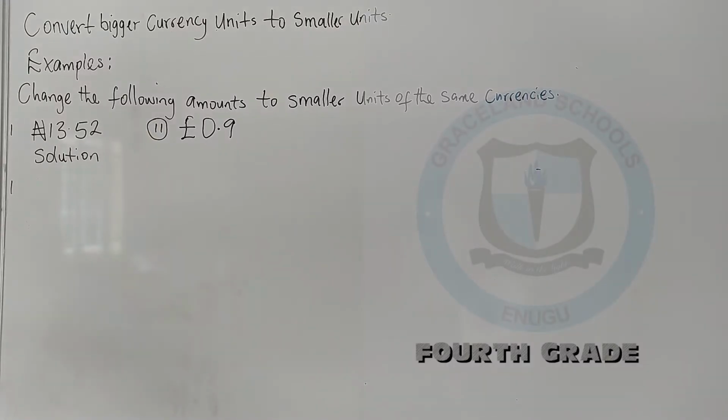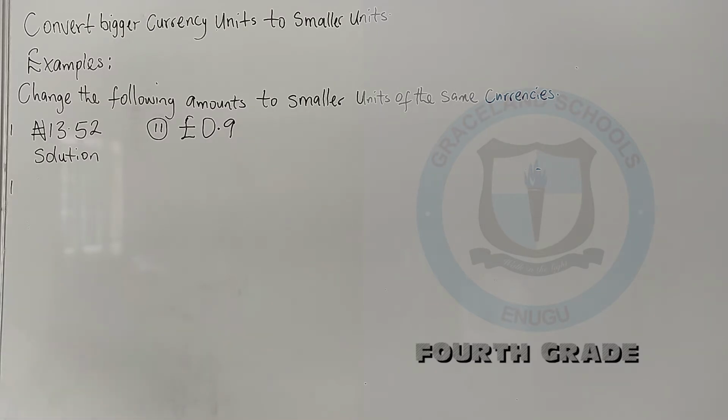Convert bigger currency unit to smaller units. When converting bigger currency unit to smaller units, we multiply by 100. To multiply by 100, move the decimal point a number of places to the right according to the number of zeros in 100.